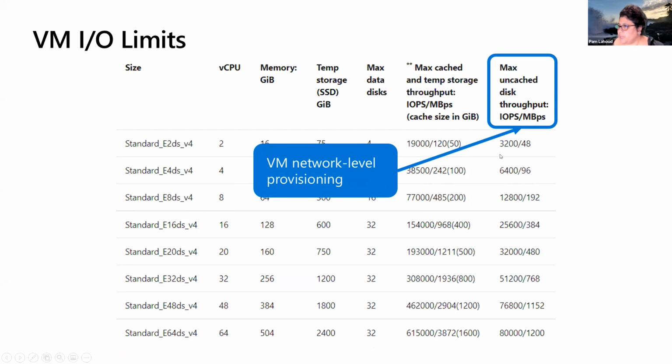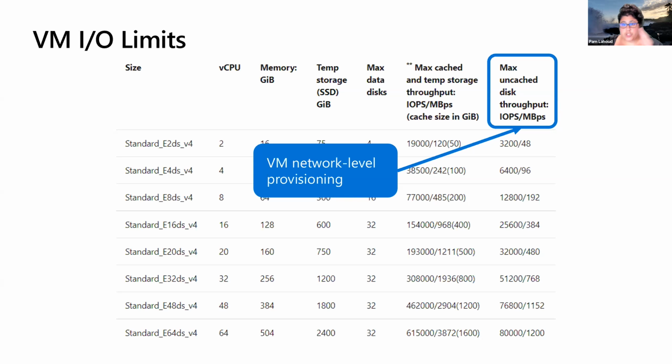This first number is how many IOPS the VM can support, and the second number is how much throughput the VM can support. So no matter how many disks you provision and attach to that VM, you may be able to attach way more IOPS and throughput at the disk level than the VM level will support. So it's important when you're choosing a VM size to have some idea of how much IO and throughput you need, and to choose a VM that's going to meet your needs, not only at the disk level, but at the VM level.